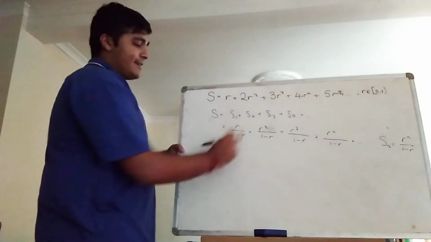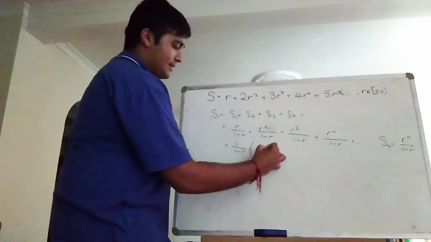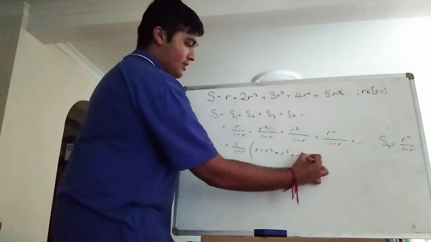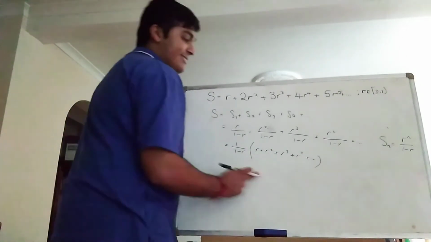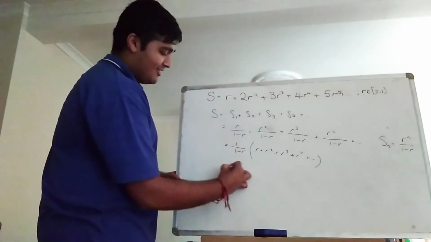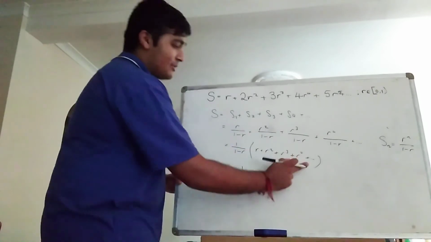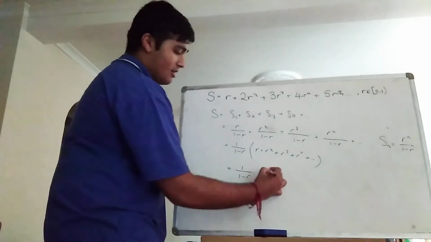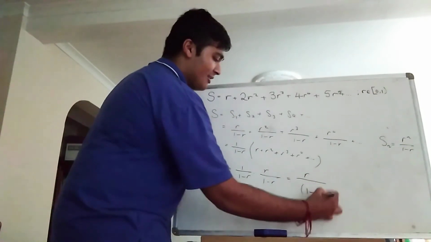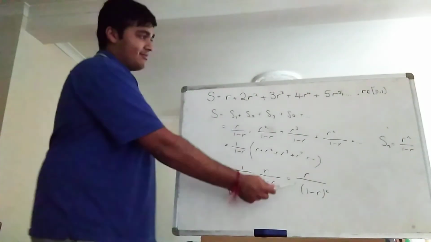But now taking out a factor of 1 over 1 minus r, I get r plus r squared plus r cubed plus r to the 4, and so on. But this thing here is precisely S1, which is nothing but r over 1 minus r. So this thing here is the 1 over 1 minus r from here, times this thing here, which was S1, which is r over 1 minus r, and then that equals r over 1 minus r all squared. Wonderful, we've managed to show what S is in closed form.